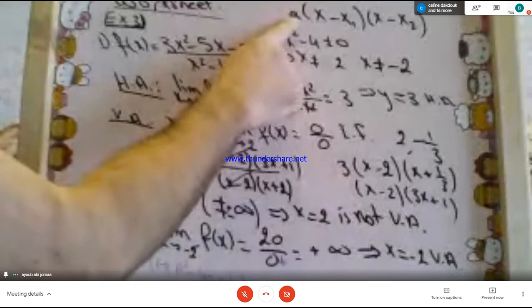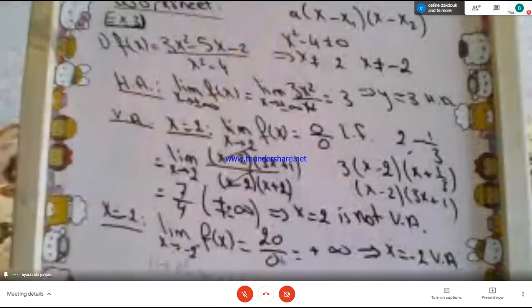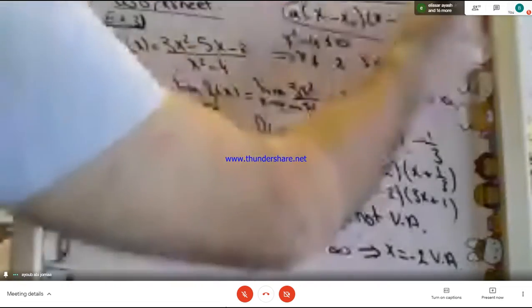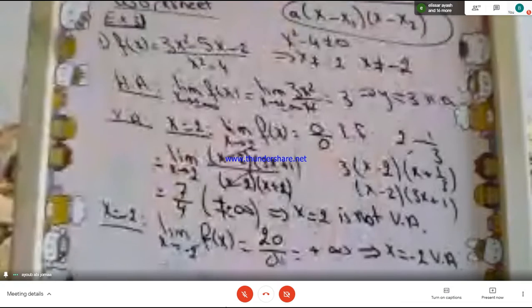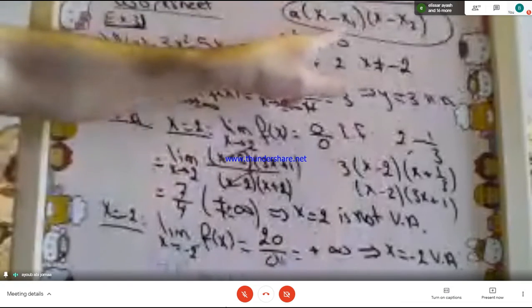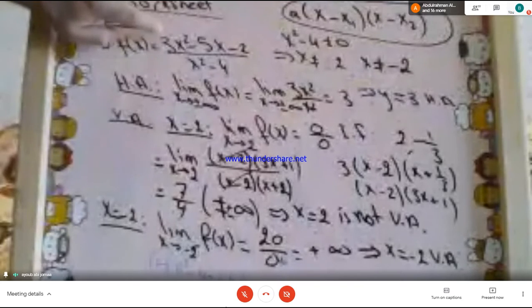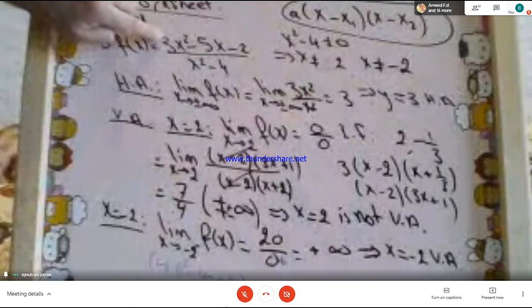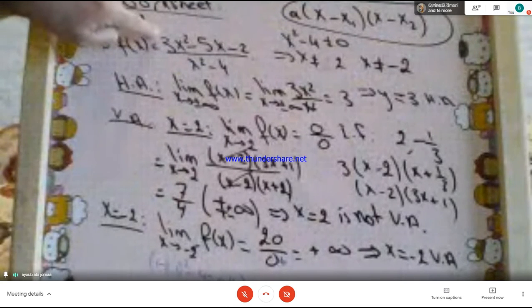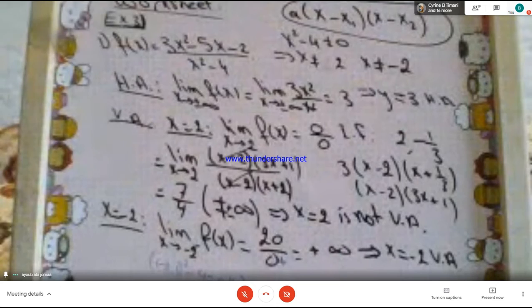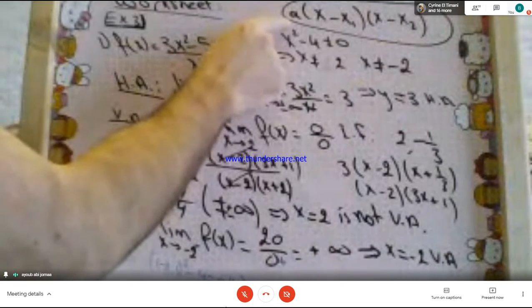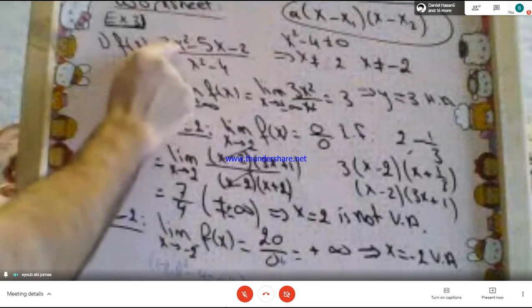A(x minus x1)(x minus x2). A is the coefficient of x squared, which is 3. A, it is the coefficient of x squared. So 3.